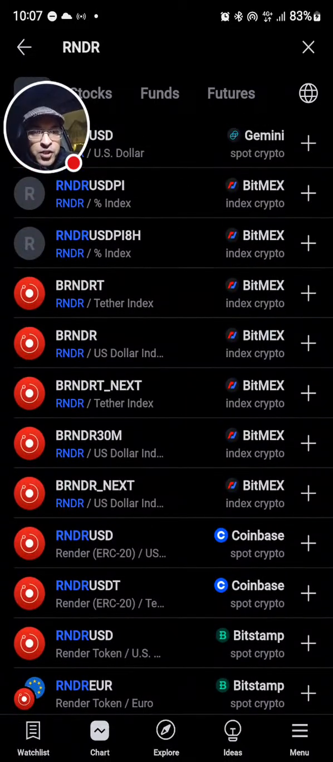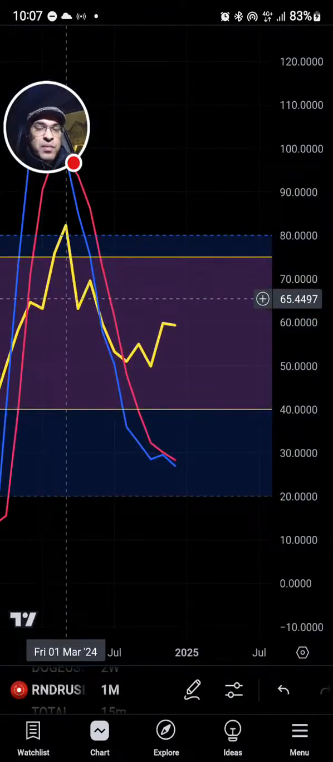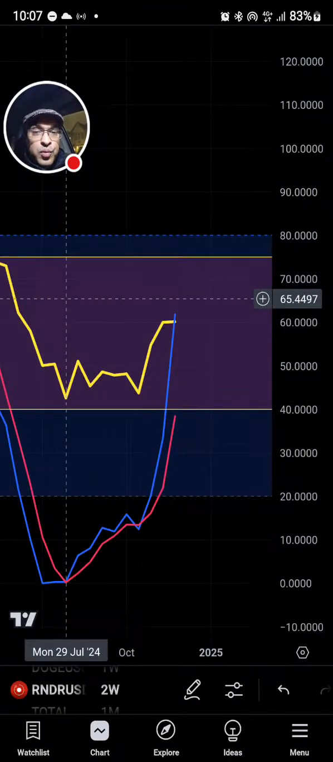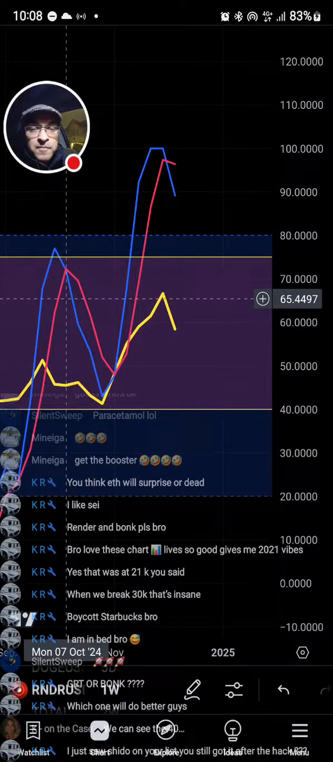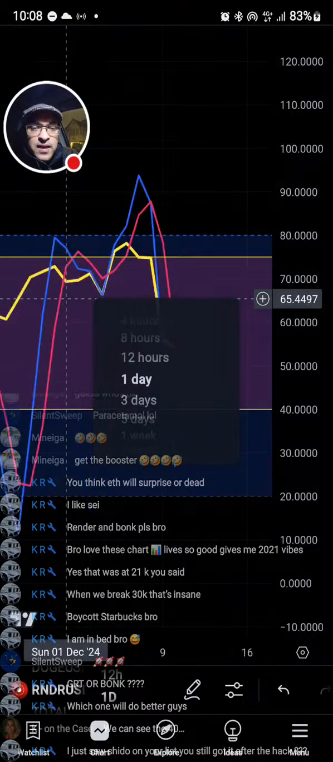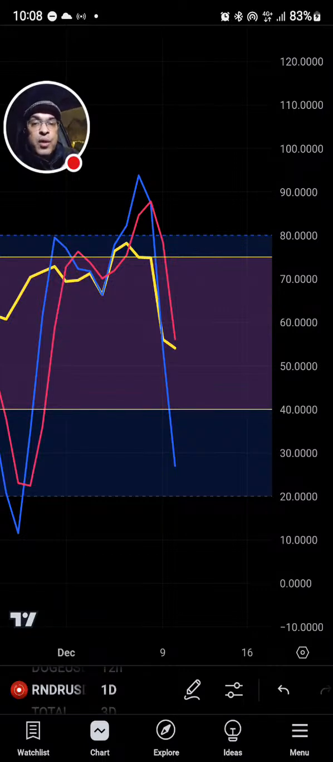I know they changed their name, but even then, I think this is probably the best way. So Render is not looking good on a monthly. Let's move on to the 2 weekly, looking positive. So we got a positive signal there. That means there's plenty of time for it to move. Weekly not looking good. Daily, we're going down, so you might want to consider selling it, because it's just following what the market's doing right now.